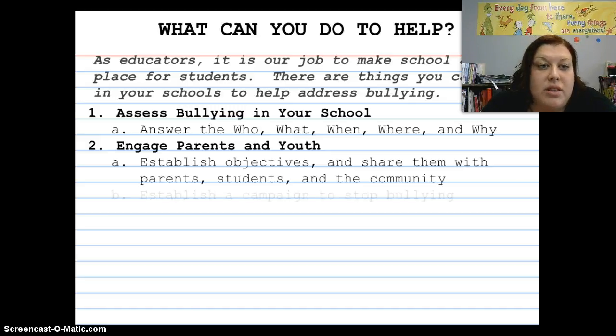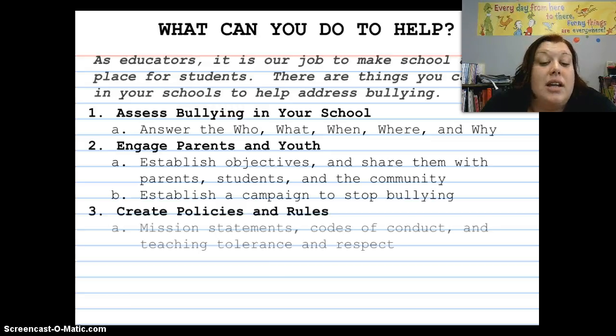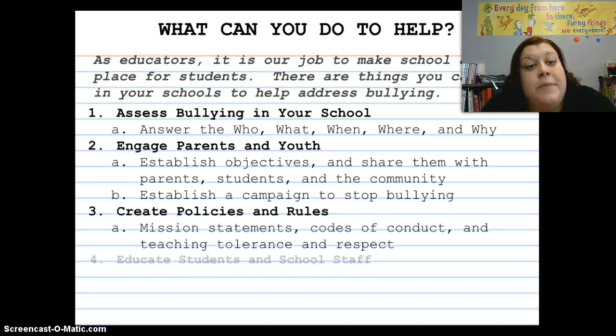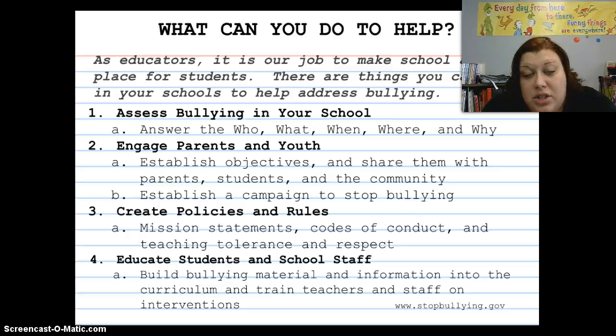Second, engage parents and youth. Establish objectives and share them with your parents and your students in the community. You can establish a campaign to stop bullying. Let the parents and the youth know what's going on and let them know that there's an open line of communication. Next, you're going to create policies and rules. Change your mission statement if you need to. Institute new rules and codes of conduct. And the most important part is to teach tolerance and respect, both to the students and to the staff. A lot of times students may not be bullying intentionally, but they don't really know why it's not a good idea to bully and that it does carry serious emotional harm.